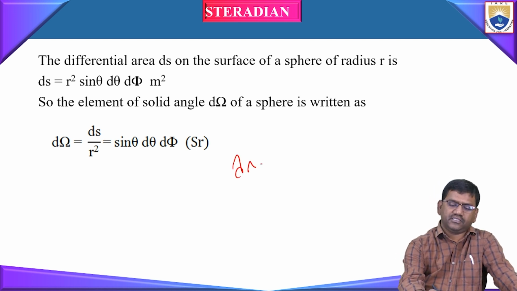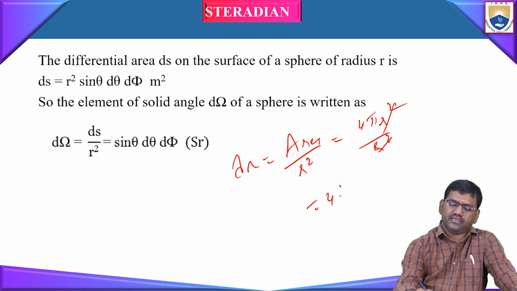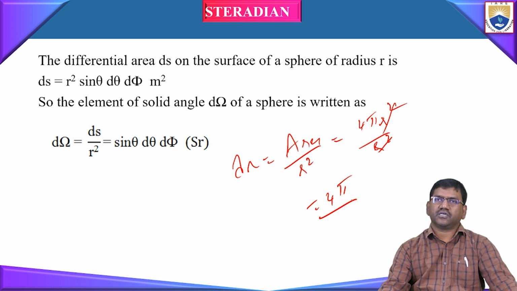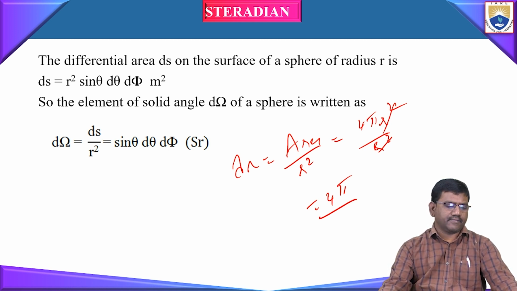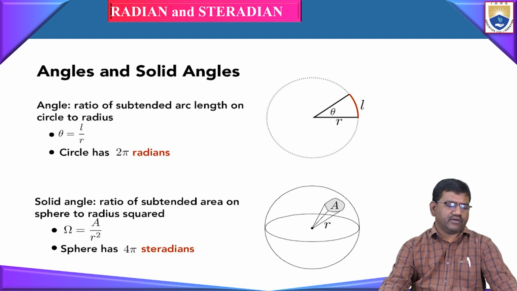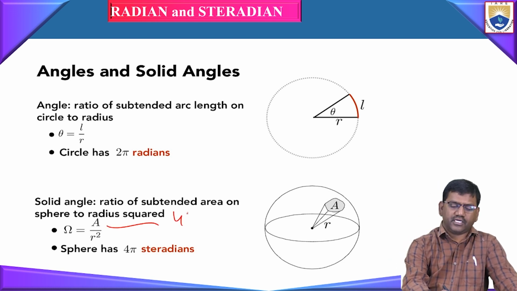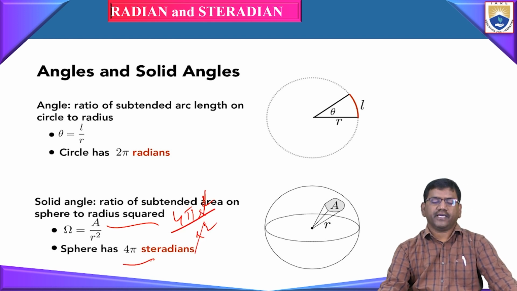Generally, d omega is equal to the area subtended divided by r square. The area of the sphere is 4 pi r square, divided by r square. The r square gets cancelled, and we are left with 4 pi steradians. So a solid angle has 4 pi steradians. A plane angle is the ratio of the subtended arc length to the radius, and a solid angle is the ratio of the subtended area on the sphere to the radius squared.